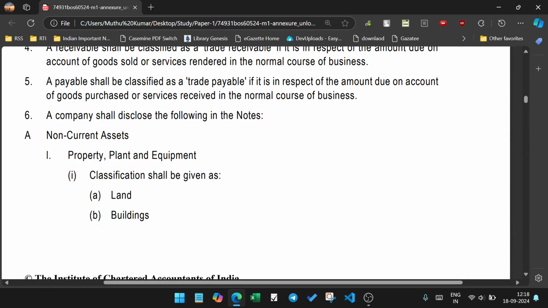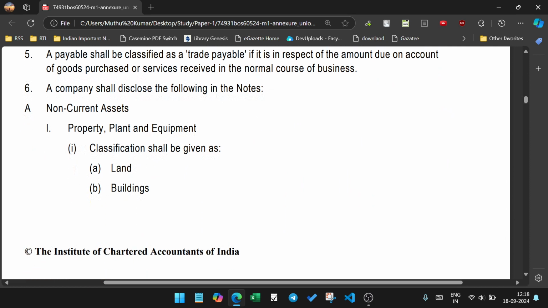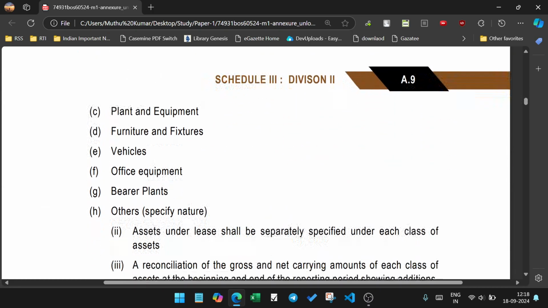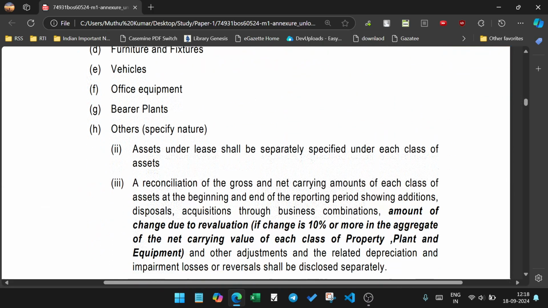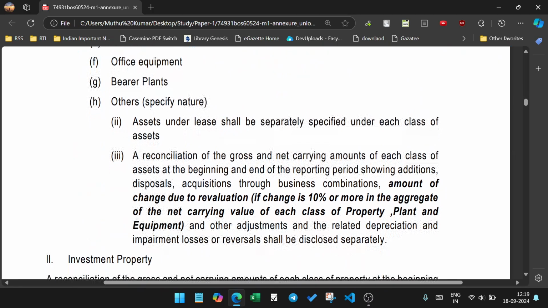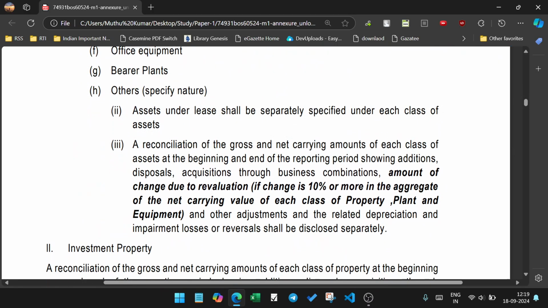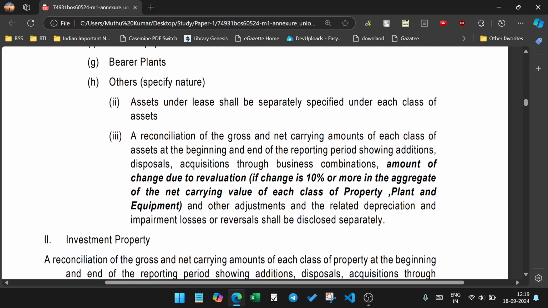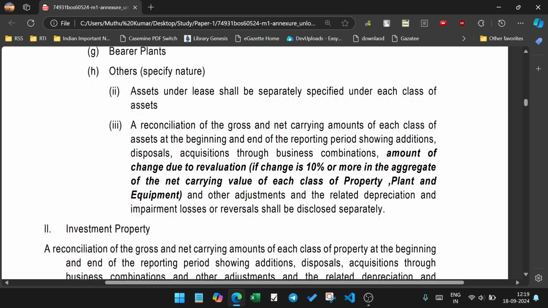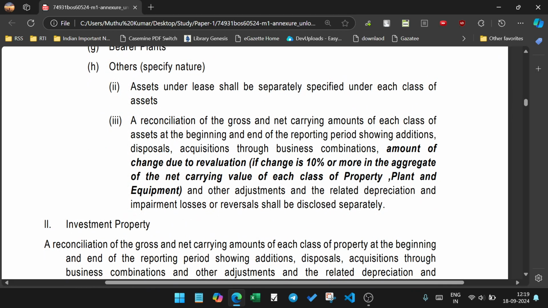The company shall disclose the following in the notes: non-current assets, property, plant and equipment, with classification given as land, buildings, plant and equipment, furniture and fittings, vehicles, office equipment, and others specific in nature. Assets under lease shall be separately specified under the class of assets.